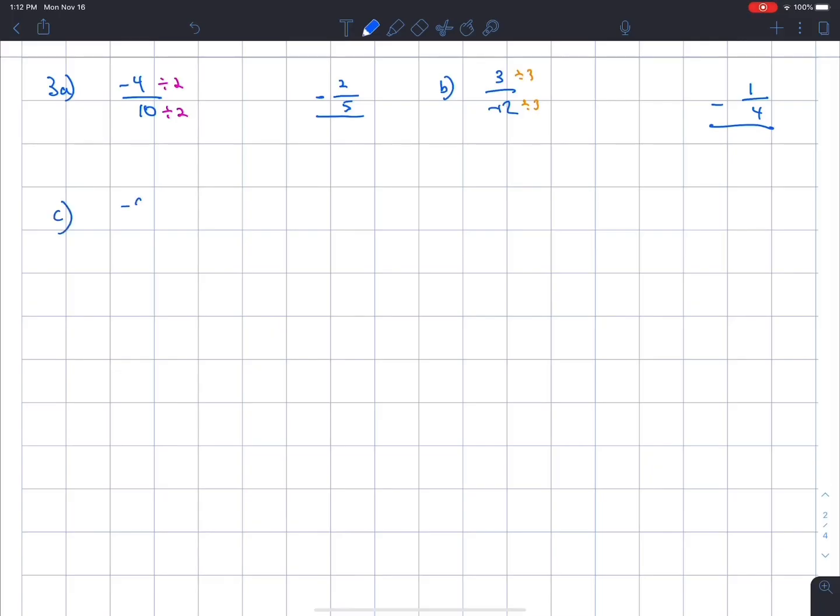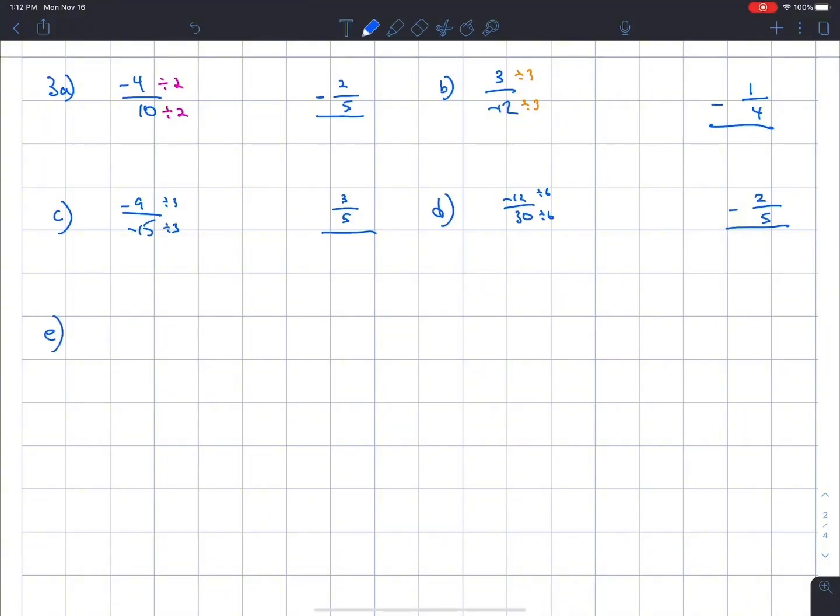C, negative 9 over negative 15. Negative over negative is positive, and I can just divide both of them by 3. 9 divided by 3 is 3, 15 divided by 3 is 5. D, negative 12 over 30. Negative divided by positive is negative, and I can divide both of them by 6. 12 divided by 6 is 2, 30 divided by 6 is 5.